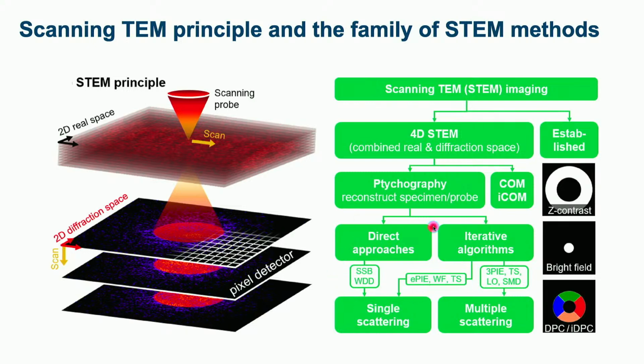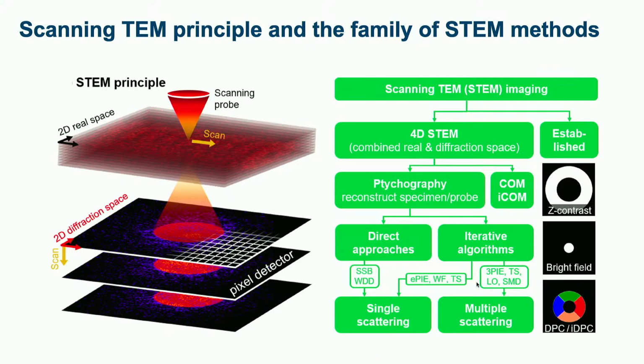There are various ways to do this. There are direct approaches and iterative algorithms. And within these reconstruction schemes, you can also account for a lot of the things that actually happen during the electron beam interaction, such as multiple scattering and so on and so forth. And this is eventually how you end up with 0.2 angstrom resolution.